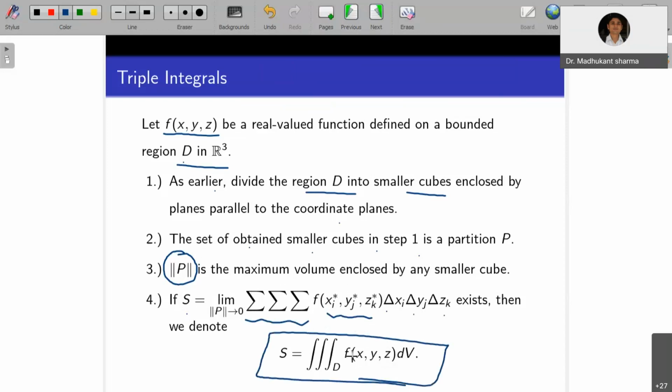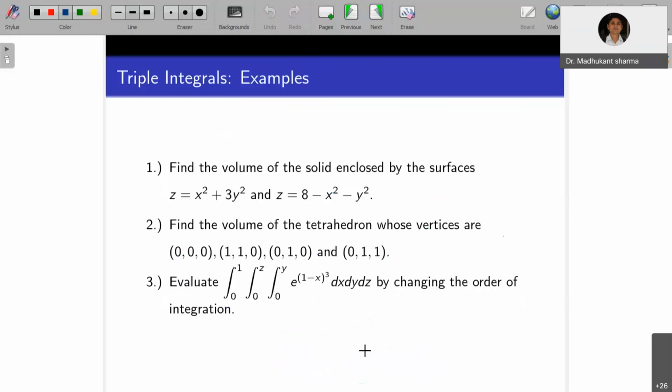Now, as in the double integral, where an integrand equal to 1 gave you area, here if f equals 1 it will give you the volume of the region D. So this is one physical significance of the triple integral. Let's discuss these 3 problems individually and try to understand how to identify the limits. The first problem is to find the volume of the solid enclosed by the surfaces.